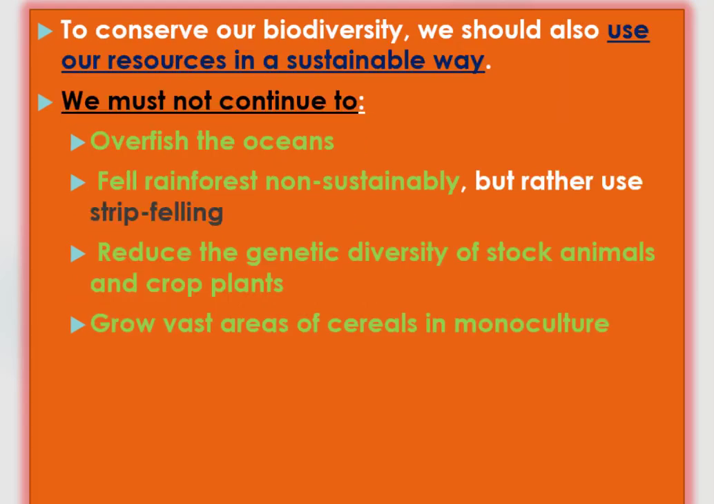To help conserve our biodiversity, we should also use our resources in sustainable ways. This means we must not continue to overfish the oceans. That means we must take only an agreed quota each year, but the types of fish eaten must be more diverse. Second, we must not continue to fell rainforest in the current manner. It must be felled sustainably by strip felling techniques.